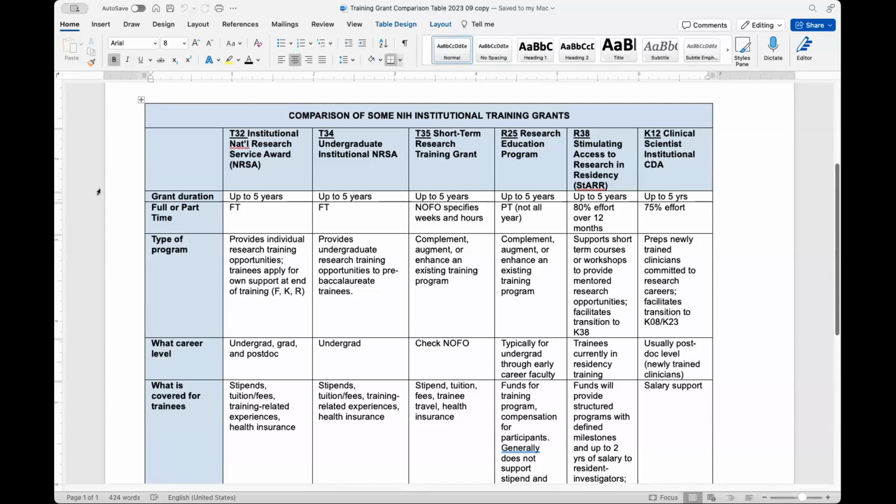So one of the reasons that I created this table is I often have clients who say, should I apply for a T32 or an R25? Should I apply for a T32 or a T35? Should I do an R25 or a K12? And so there's some decision-making process around why you might apply for one or the other and what the differences are.